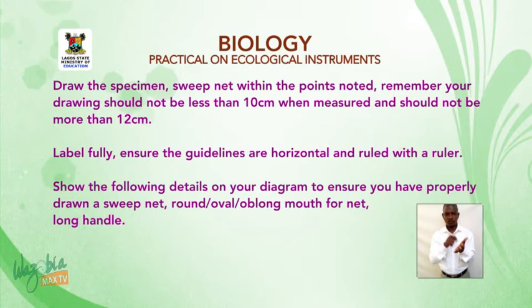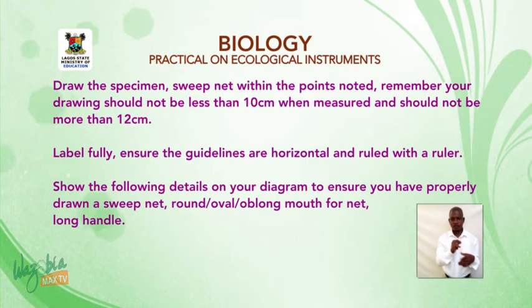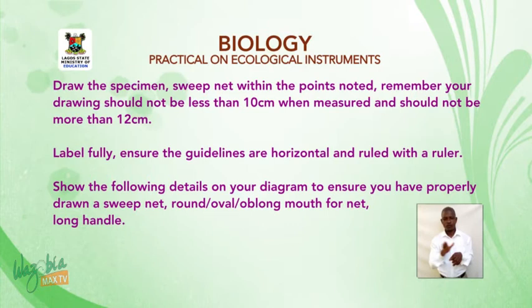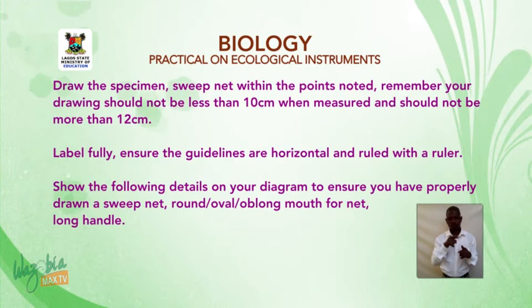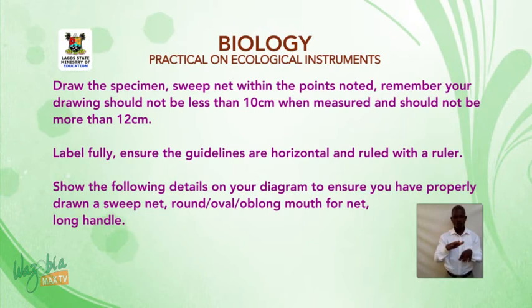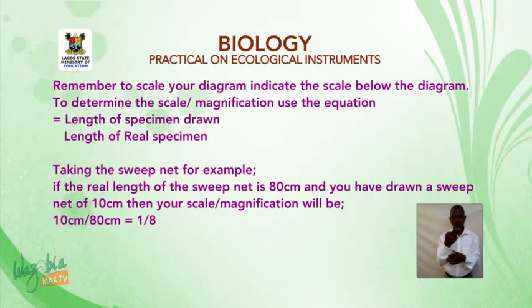Remember, your drawing should not be less than 10 centimeters when measured and should not be more than 12 centimeters. Label fully. Ensure the guidelines are horizontal and ruled with ruler. Show the following details on your diagram to ensure you have properly drawn a sweep net. Round or oval or oblong mouth for net, long handle. Remember to scale your diagram.